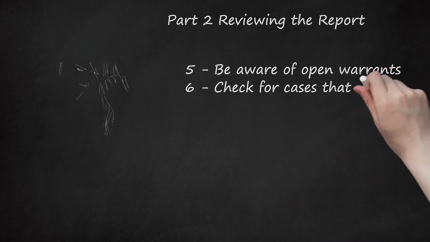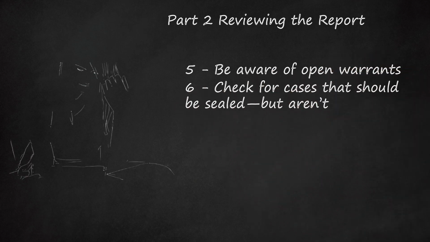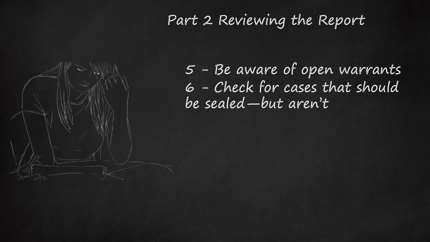6. Check for cases that should be sealed but aren't. Sometimes a criminal matter is sealed by a judge after a trial, or sealed later after a formal request by you or your attorney. Some cases that may get sealed are juvenile convictions, some first-time drug convictions, or a case in which you were found not guilty. If a case is sealed, it doesn't mean it's gone. Rather, as mentioned above, it's no longer visible to the public on your rap sheet.